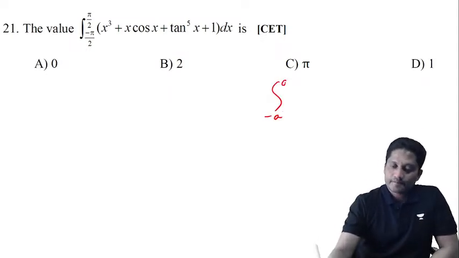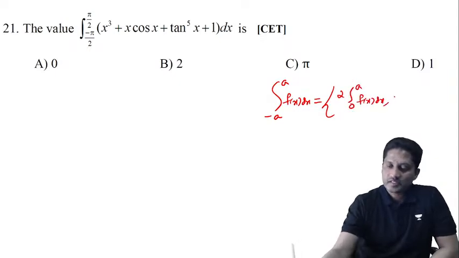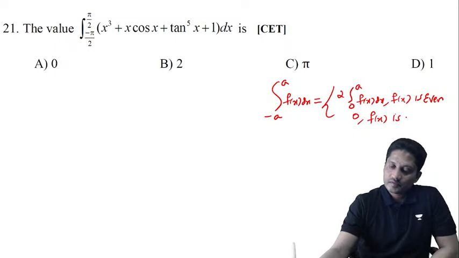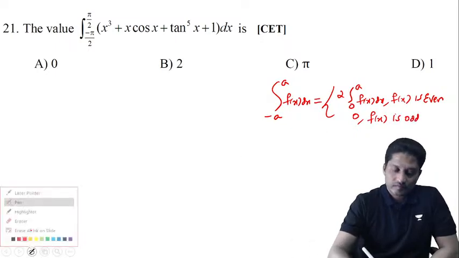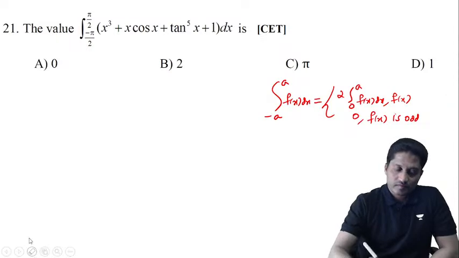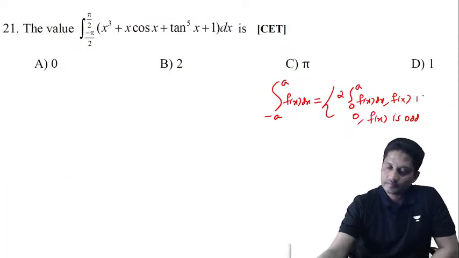Minus a to plus a f of x dx will be 2 times 0 to a f of x dx if f x is even. That's a property of definite integrals, right? If f x is even, and 0 if f x is odd.